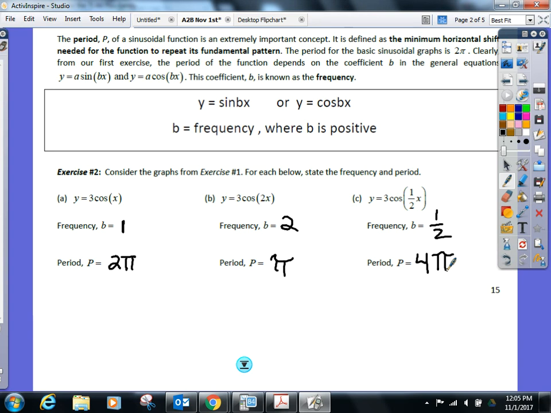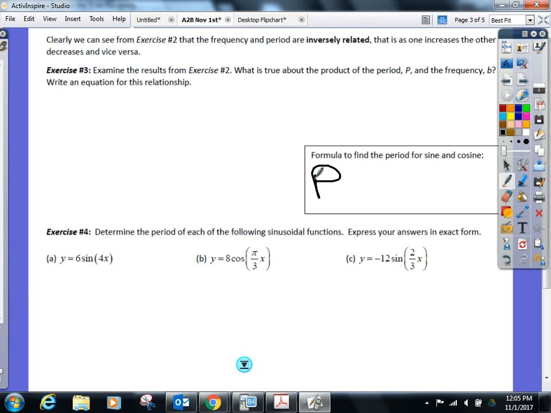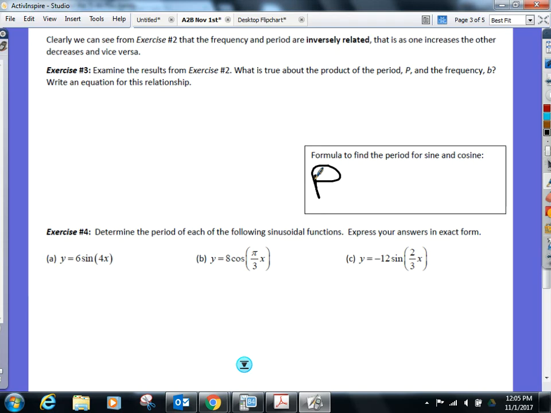All right. The formula to find period is the following. Capital P, that's what we're going to refer to as the period, equals 2 pi divided by that frequency we just talked about, the B value. That's how we're going to find the period, how long it takes to make one curve. We're going to take 2 pi and divide it by whatever the frequency is.